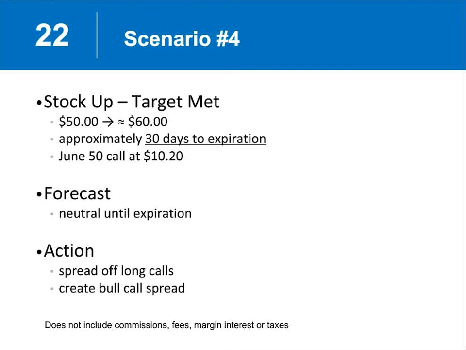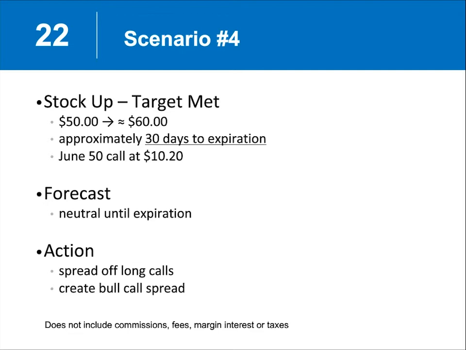I'm going to emphasize neutral with this particular position adjustment. We are not bullish any longer, and we are not bearish. That means we are confident that the stock is not going in either direction, and that it will consolidate and remain neutral right around 60 up until expiration. Certainly in this case, we can consider selling the June 50 call for $10.20 and being done with the trade, moving on to the next trade.